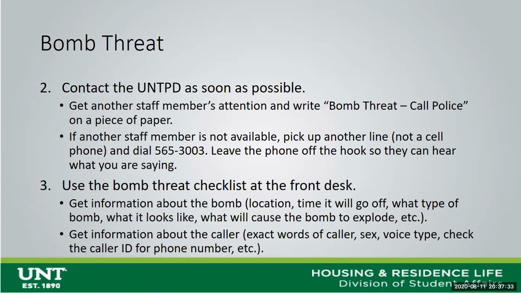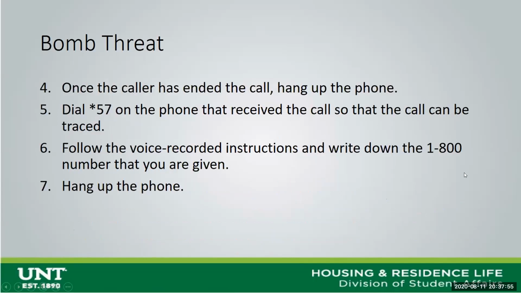This is basically just going to give you information on what you can ask so you can gather as much information as possible. And it's best to obviously be done right then and there so that you get as much information as possible. That is not always going to be easy to do if someone calls and hangs up very quickly, but just record as much of that information as you're able to. Of course, once they have ended the call, hang up the phone, and then we do have the capability of dialing *57 so the call can be traced. This is all written out on the bomb threat checklist as well, and it will give you information on a 1-800 number that you're giving.